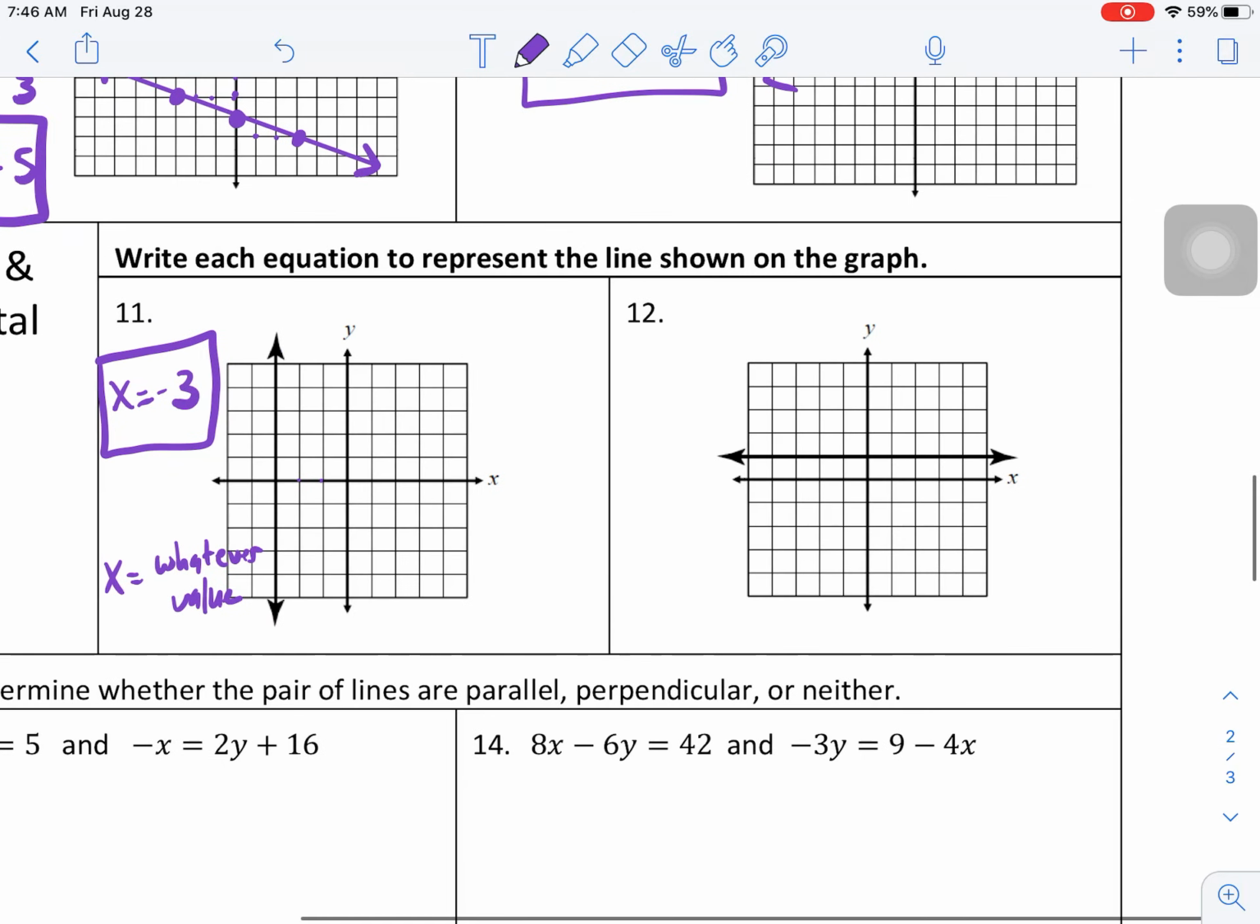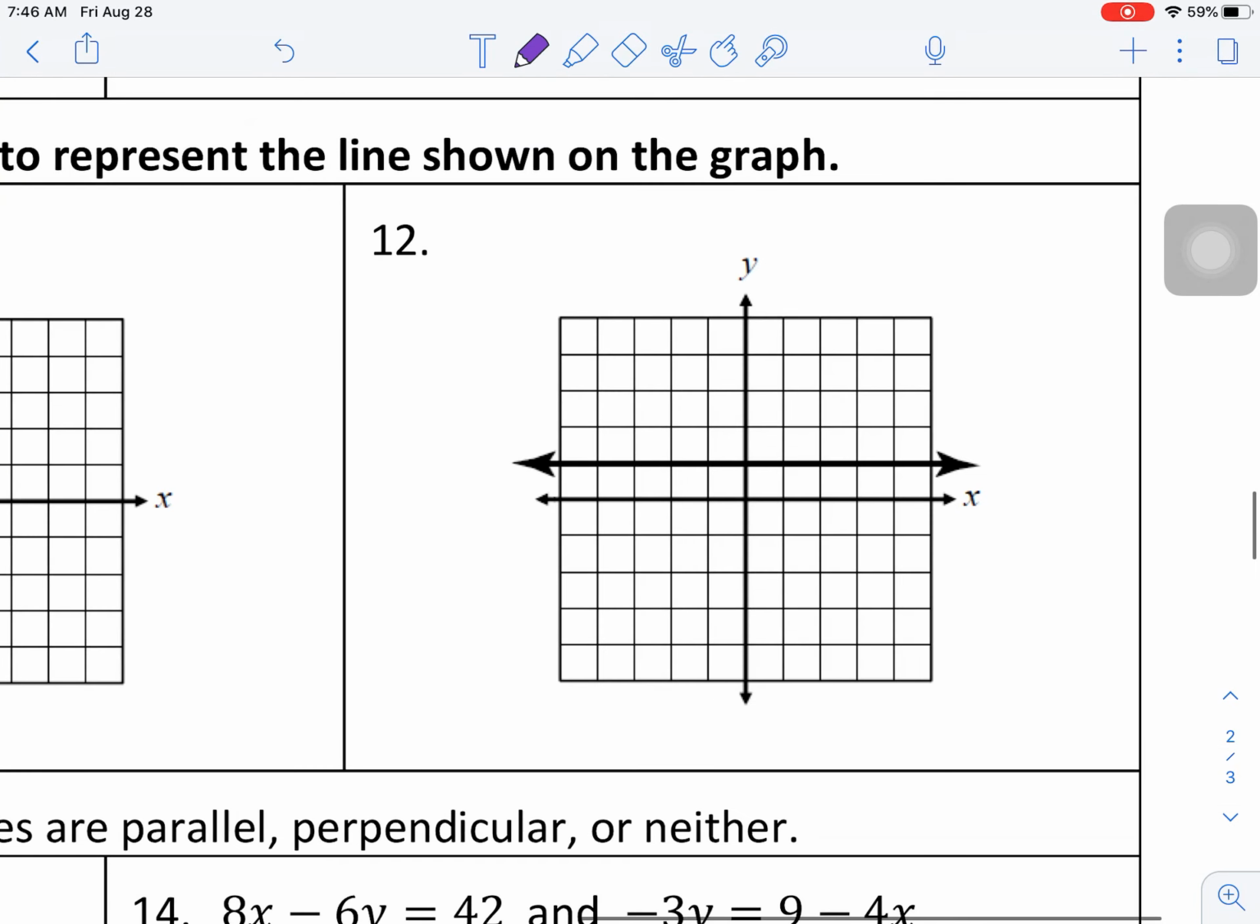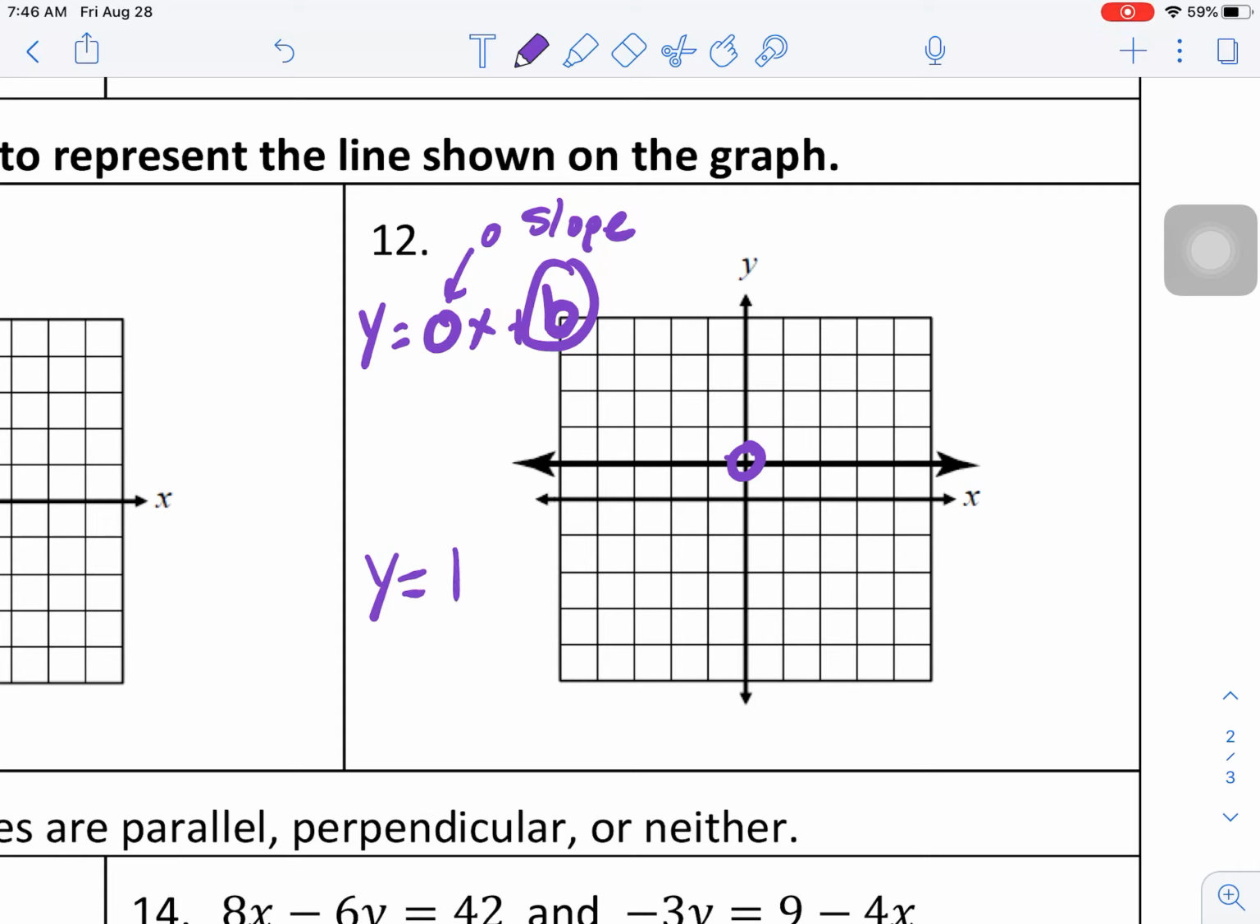Okay, so that's all vertical lines. Horizontal lines are actually super similar, right? But the slope is 0. So think about this. If we had y equals 0x, because 0 is the slope here, what's the only thing we have left in slope-intercept form? Well, we just have plus b. And b is the y-intercept, so that's all I'm going to have for this equation. So we have 1, so then y is equal to 1.